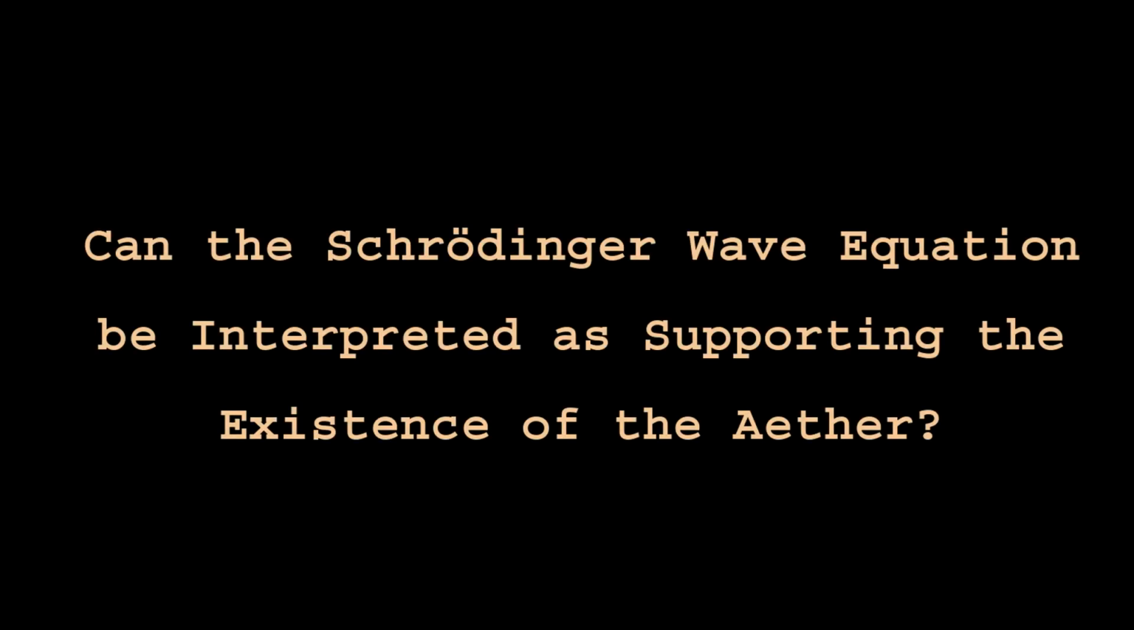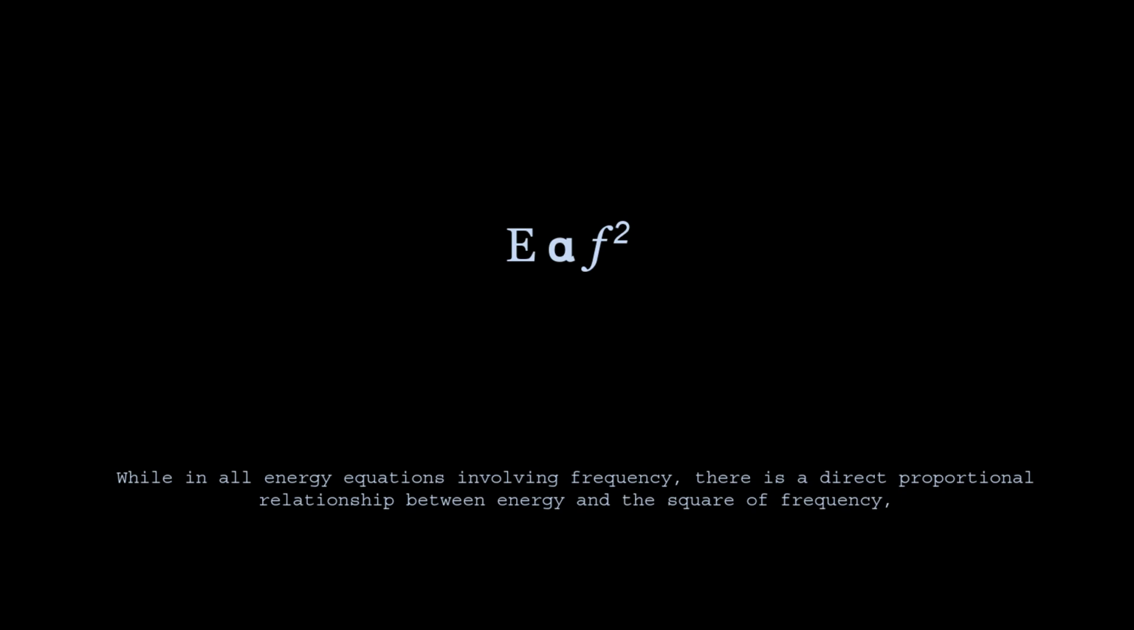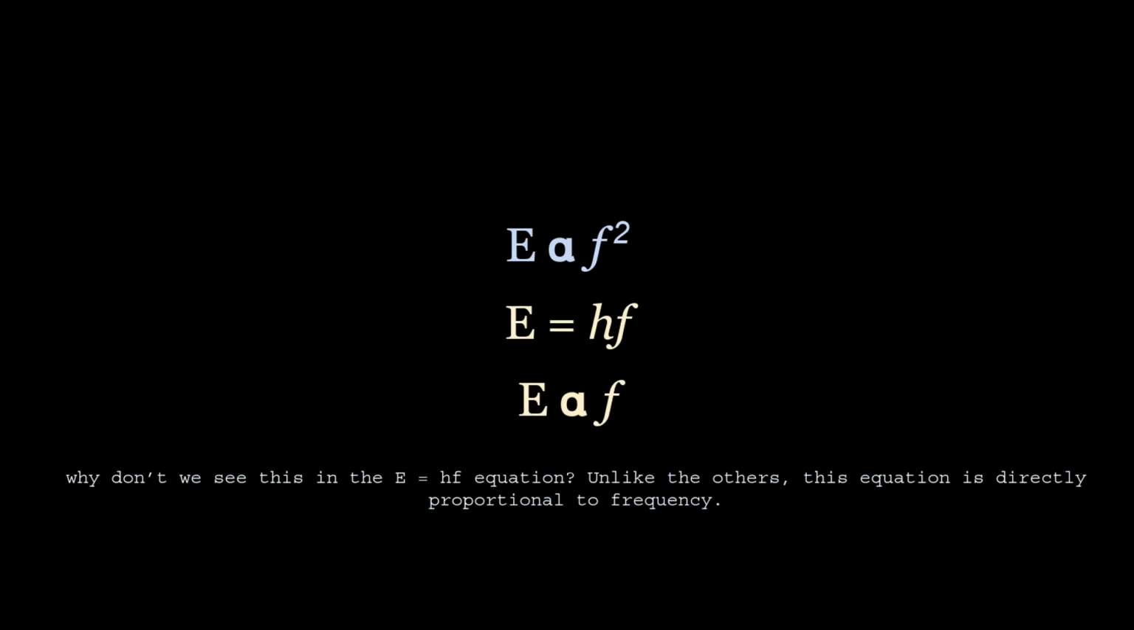Can the Schrödinger wave equation be interpreted as supporting the existence of the ether? While in all energy equations involving frequency, there is a direct proportional relationship between energy and the square of frequency, why don't we see this in the E equals hf equation? Unlike the others, this equation is directly proportional to frequency.